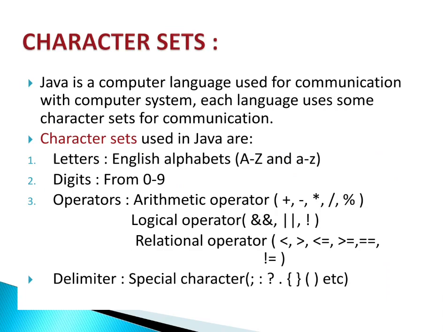We are having few character sets listed below. Number one is letter. Letter indicates we are having capital A till Z and small a till z. Then we have digits. Digits vary from 0 till 9, and we are having different numbers, which is the combination of these digits.